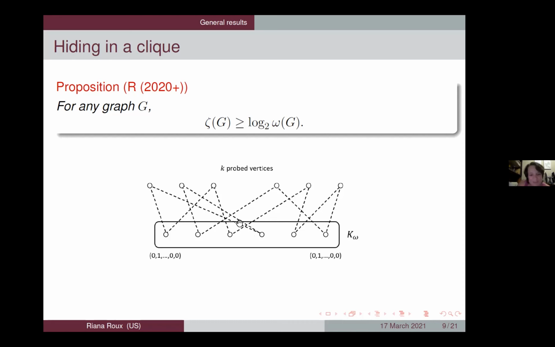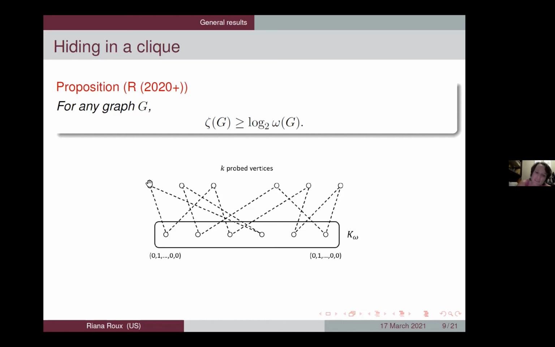I hope this picture works. So say we have this block here would be our clique of size omega. And we say we probe k vertices, here at the top. And these dotted lines do not mean they're adjacent to the clique. It just means there's a path going to that clique. So maybe it should be everywhere, but it's just to show that there's some adjacency.